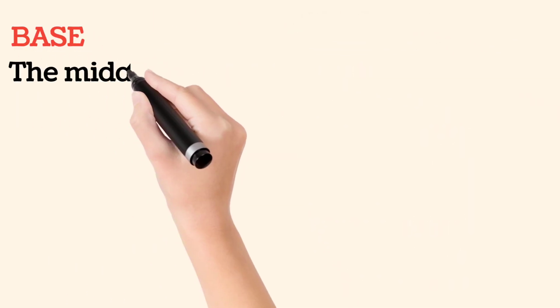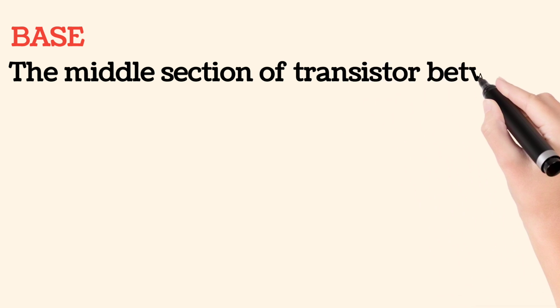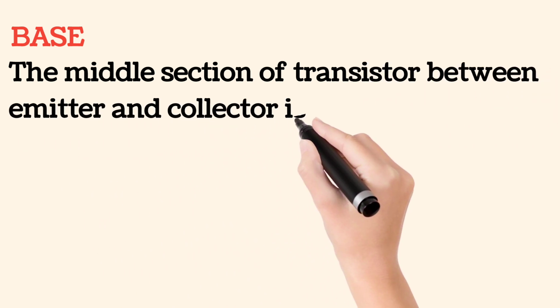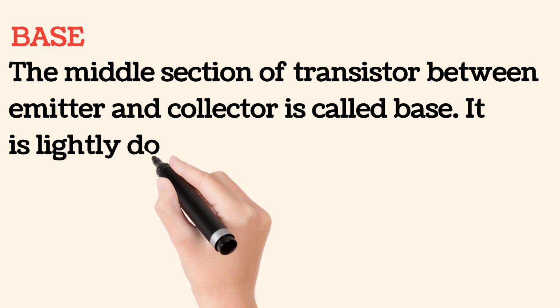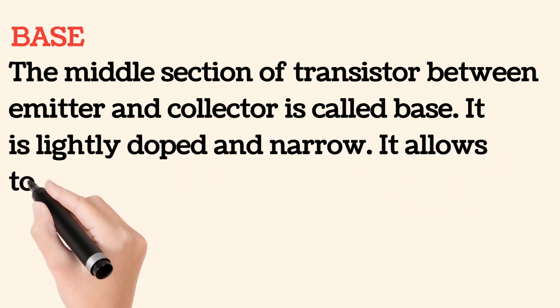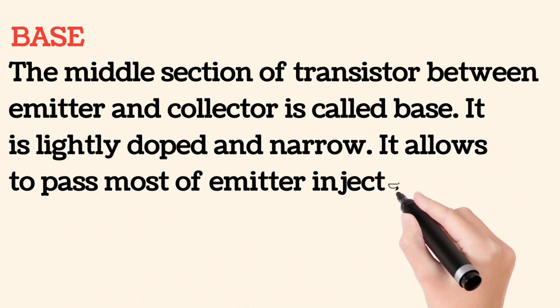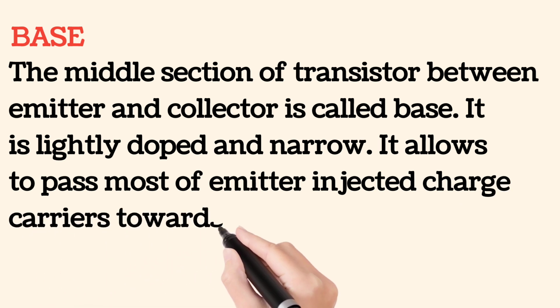Base. The middle section of transistor between emitter and collector is called base. It is lightly doped and narrow. It allows to pass most of emitter-injected charge carriers towards collector.